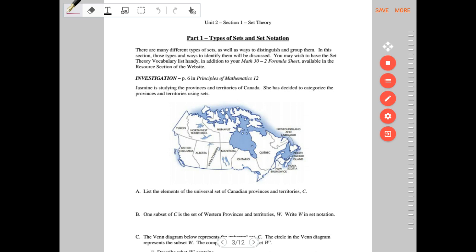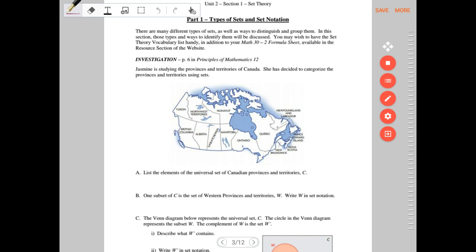Okay, Unit 2, Section 1, Set Theory. This is Part 1, Types of Sets and Set Notation. There are many different types of sets, as well as ways to distinguish and group them. In this section, those types and ways to identify them will be discussed. You may wish to have your set theory vocabulary list handy that you just completed, in addition to your Math 30-2 formula sheet available in the resource section of the website.